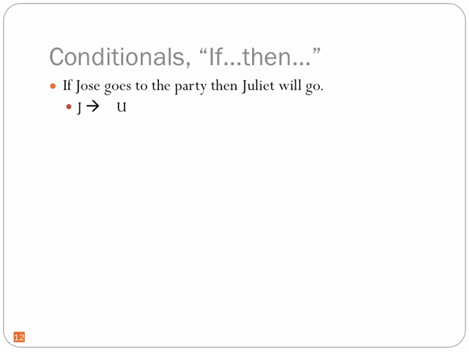The capital letters never stand for a single word or object. They have to represent a complete statement, a complete declarative sentence. So J does not stand for just Jose. It stands for Jose goes to the party, right? Subject, predicate, complete sentence. So if J, then U. If Jose goes, then Juliet will go.